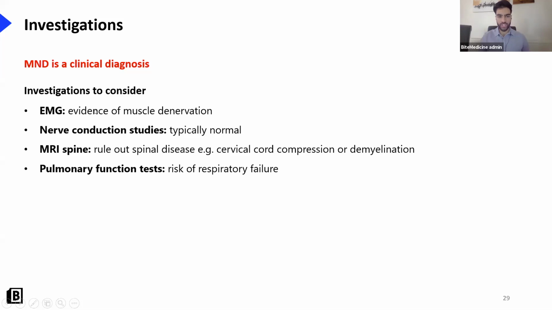The EMG may show evidence of muscle denervation. So the motor neurons denervating the muscles will produce characteristic findings, which I'll discuss later. And nerve conduction studies in motor neuron disease are typically normal. Okay.